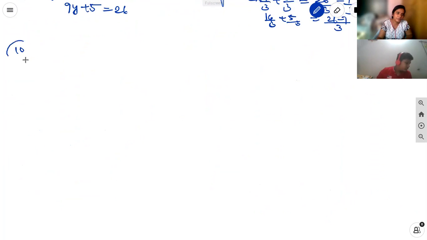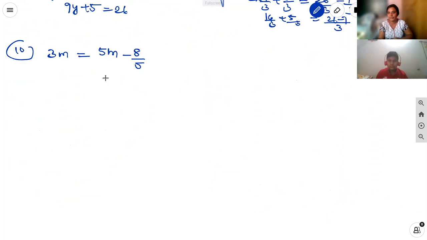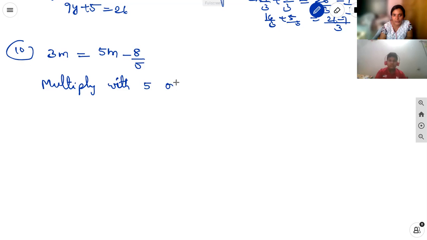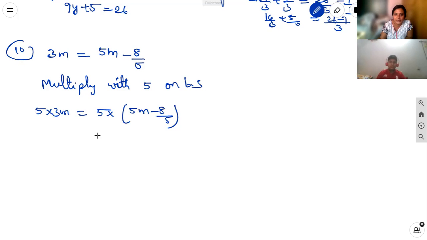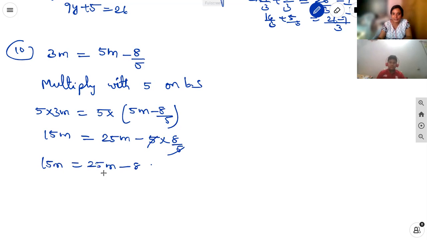10th one: 3m = (5m - 8)/5. Okay, here first multiply with 5 on both sides. 5 into 3m = 5 into (5m - 8)/5. 5 threes are 15m equals 5 fives are 25m minus 5 into 8/5. 5 ones are 5 ones are. Here 15m = 25m - 8.